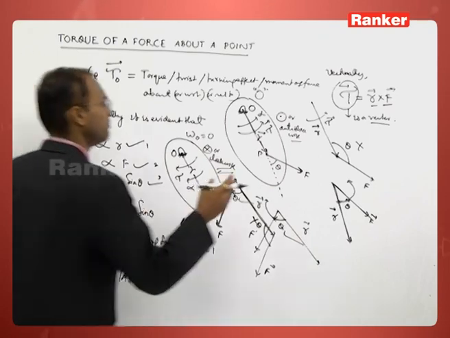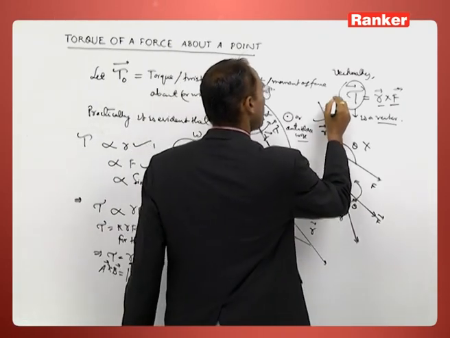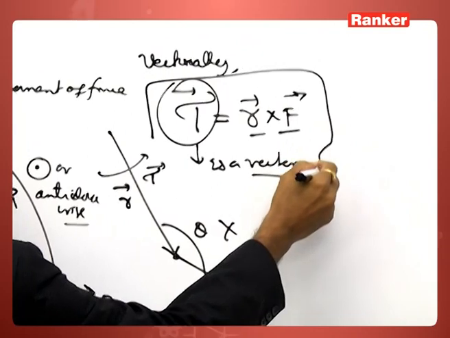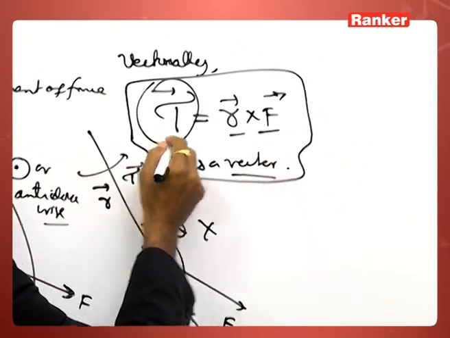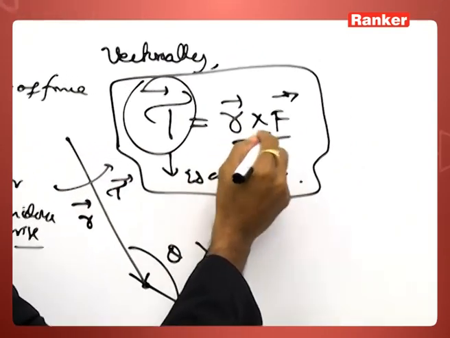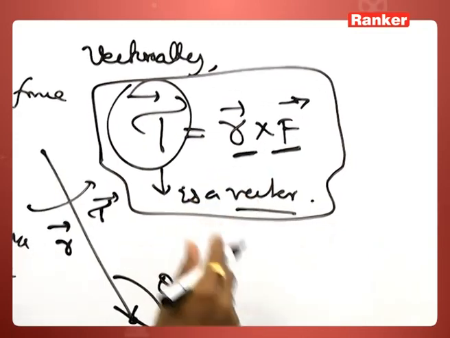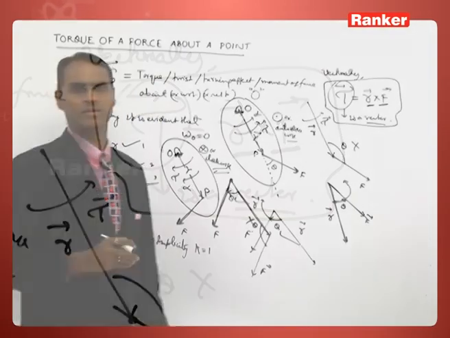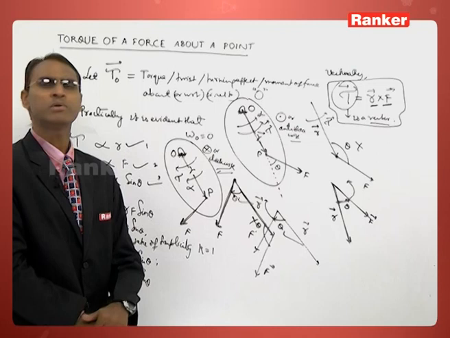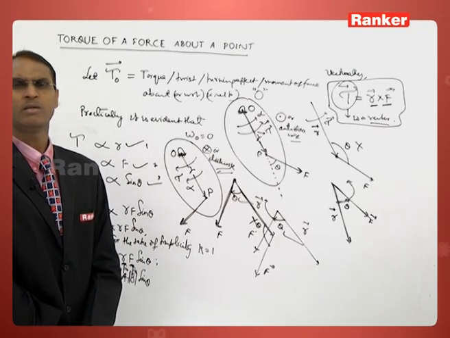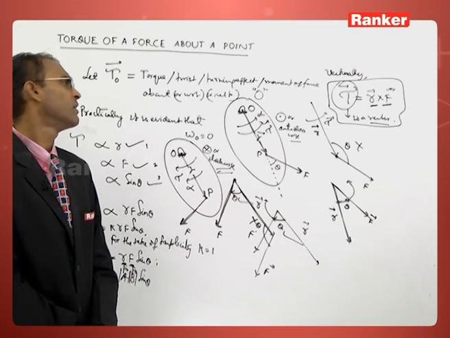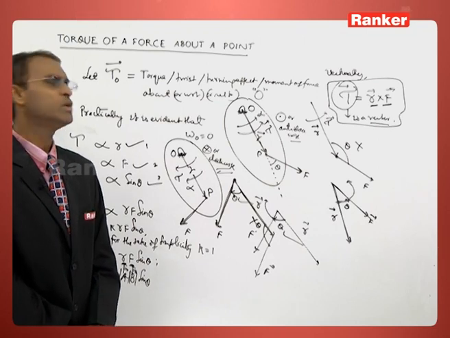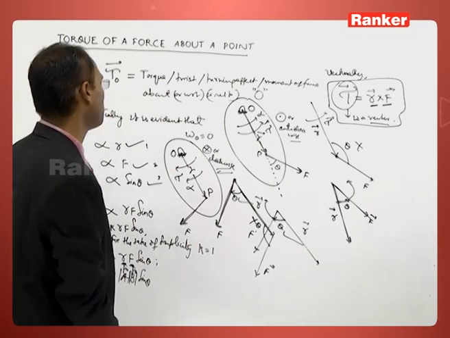Therefore, vectorially, the torque can be given as the cross or vector product of R and F. This gives us both magnitude and direction. This is one of the most important quantity in mechanics or entire physics. All along the life we have to use it as a turning effect of the force.